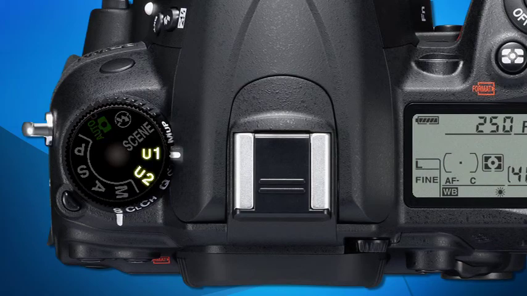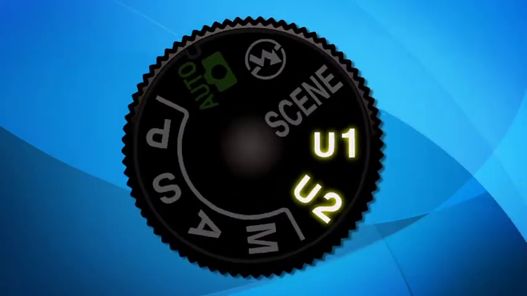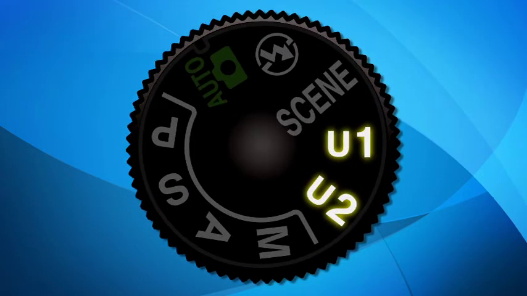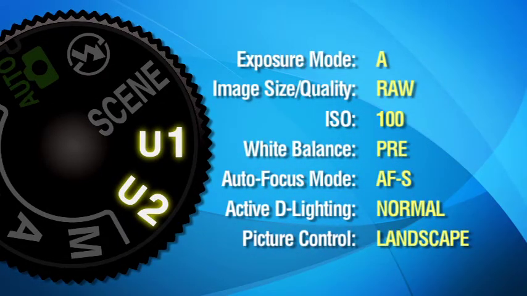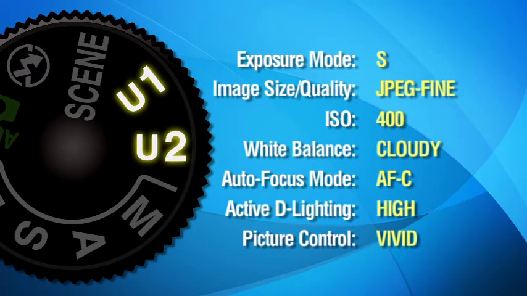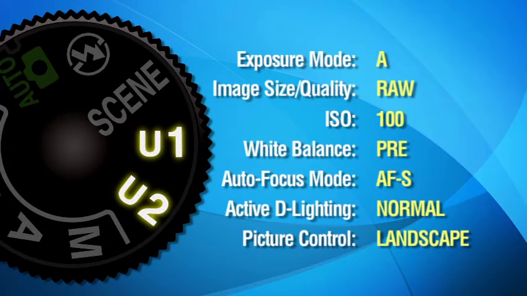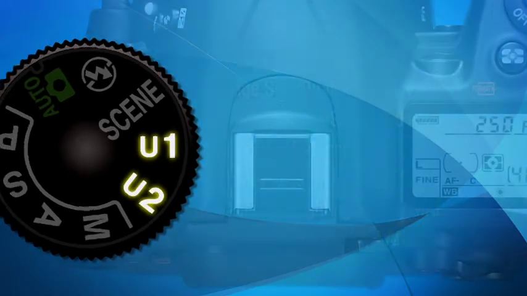A better way is to use the U1 and U2 settings on the mode dial. These modes function like memory banks to store dozens of your favorite custom camera settings. For example, you could program your favorite landscape settings into U1 and your usual sports settings into U2. Then to switch from one type of shooting to the other, all you have to do is turn the mode dial to U1 or U2, and all of your settings will be updated. Here's how to set it up.